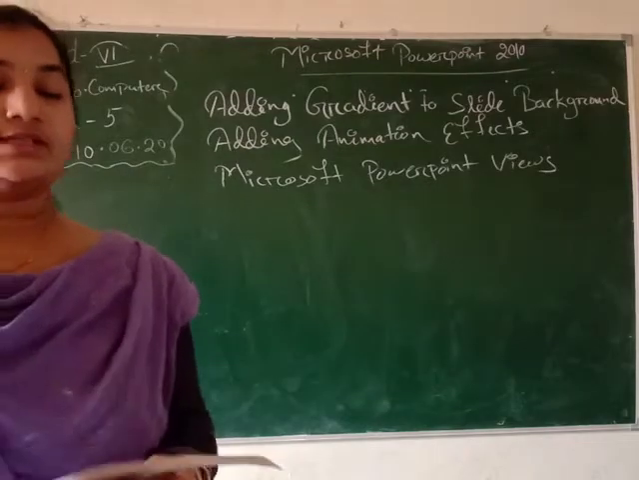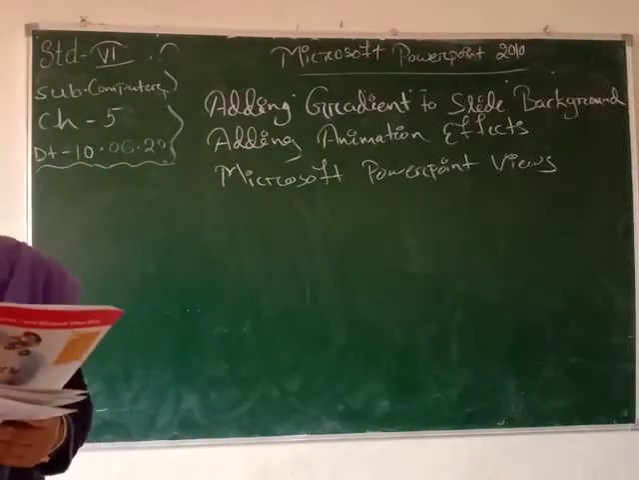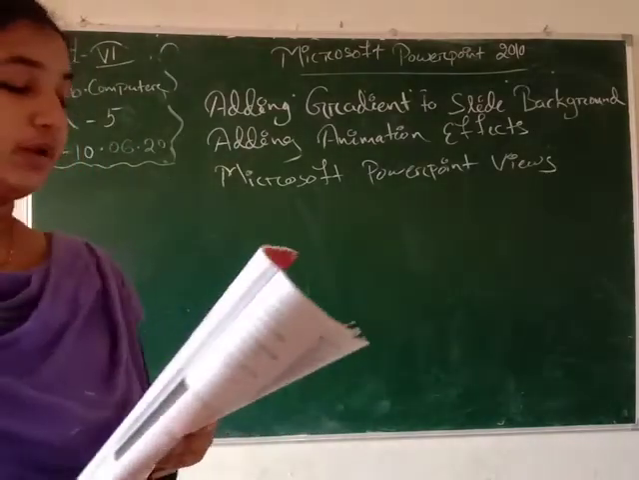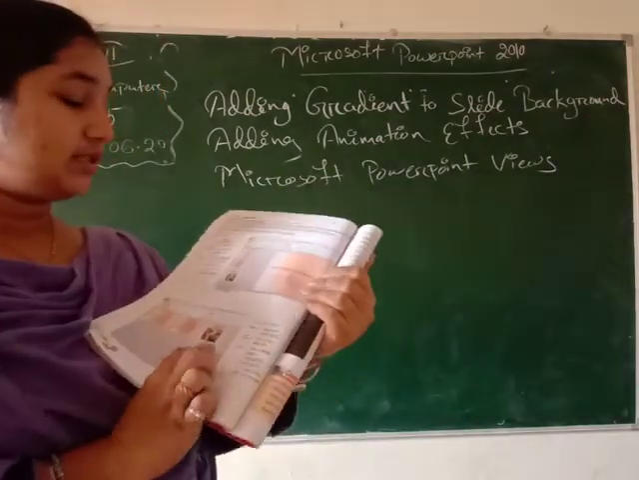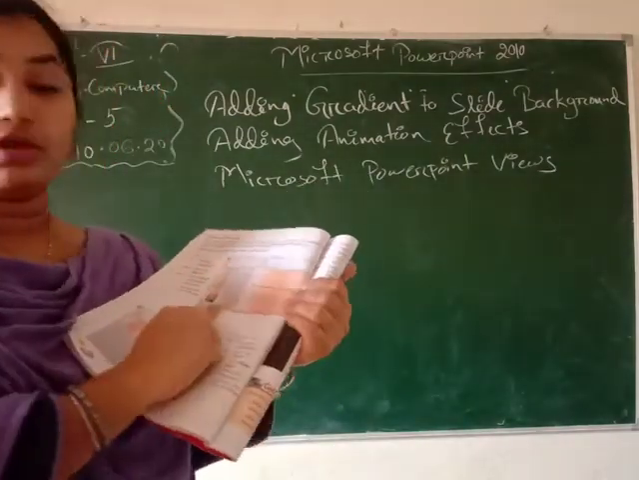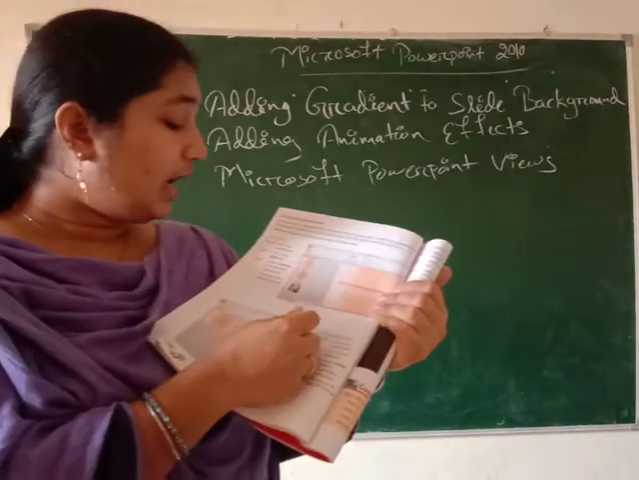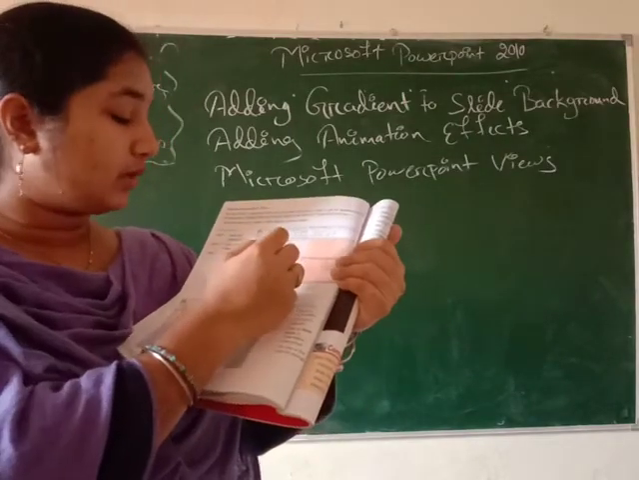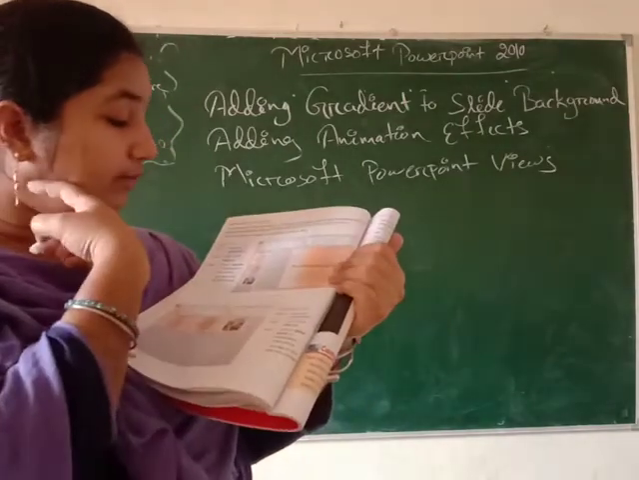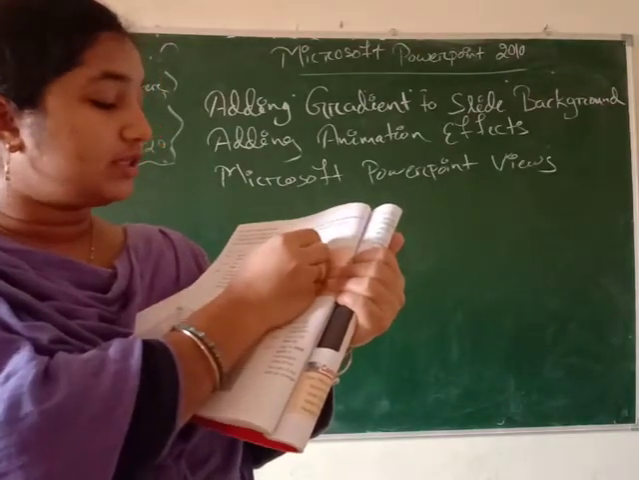First, for normal view, means if we want to view in normal, then open the presentation. This is the presentation we have made. After that, click on the view tab. You have seen this is the view tab. We have to click on this view tab.